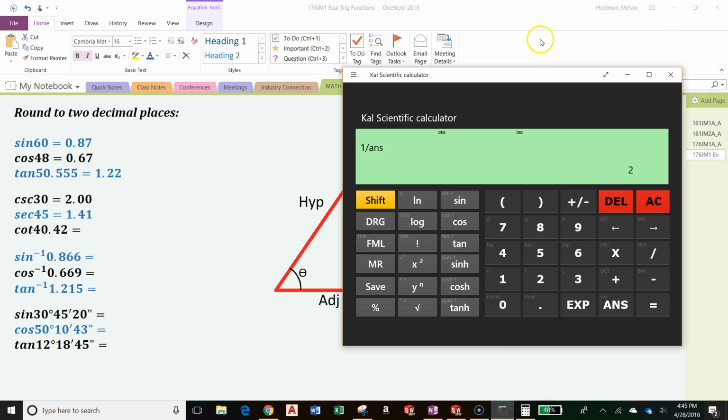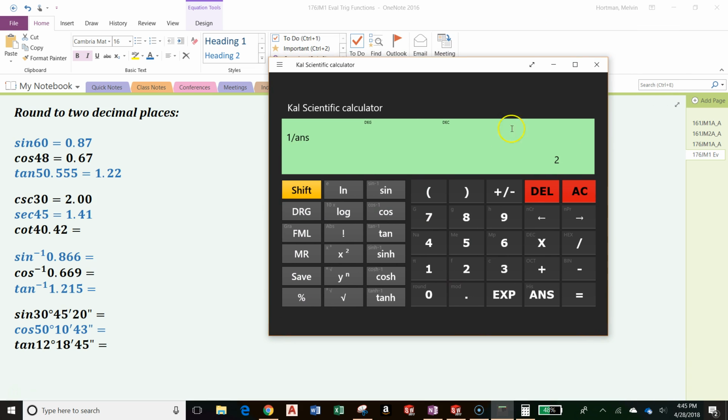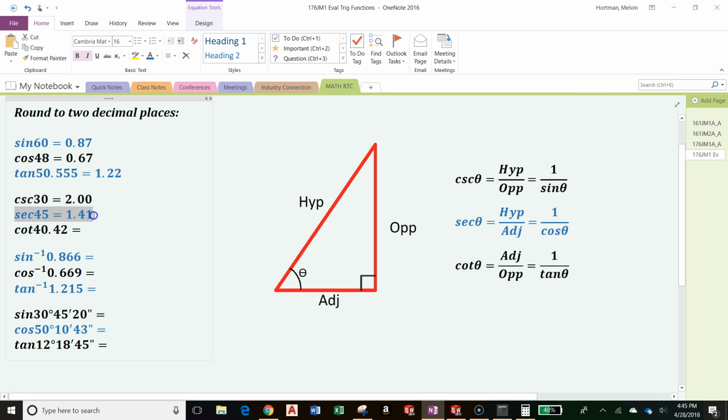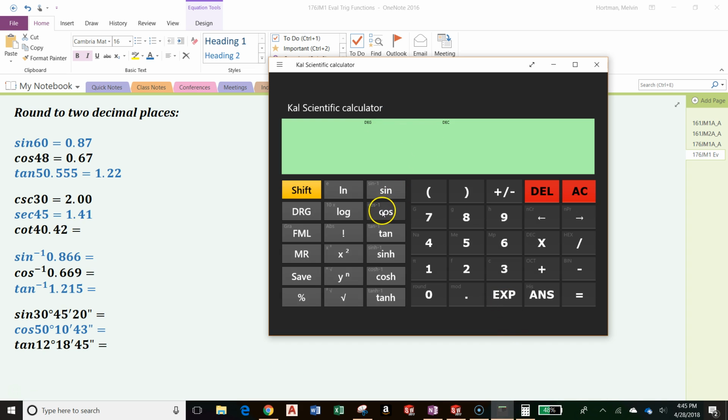Let me go and demonstrate the process again on this calculator using our secant of 45 degrees. So we would do the cosine of 45 equals 0.707106781, and then do 1 divided by our answer, and that equals 1.4142..., which is the same as what we got with the previous calculator.